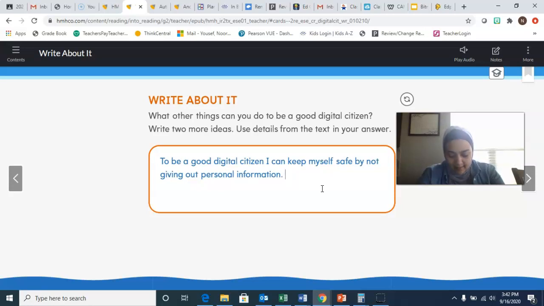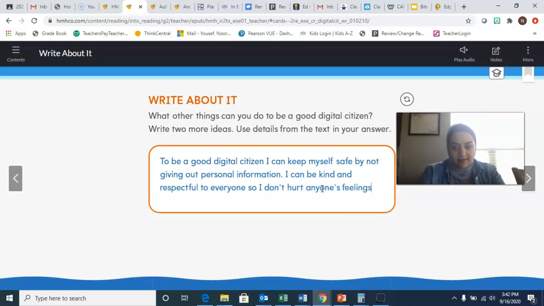Let's see. I can also think carefully about what I'm going to say before I type it. I can ask myself, if my words are kind, that will help me be sure I don't hurt someone's feelings, right? So maybe being kind and respectful to everybody to make sure you don't hurt anybody's feelings. I can be kind and respectful to everyone so I don't hurt anyone's feelings. So these are other things you can do to be a good digital citizen.